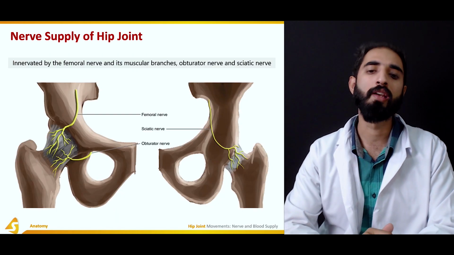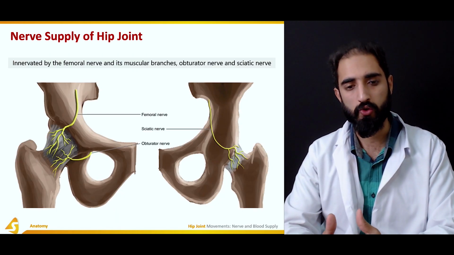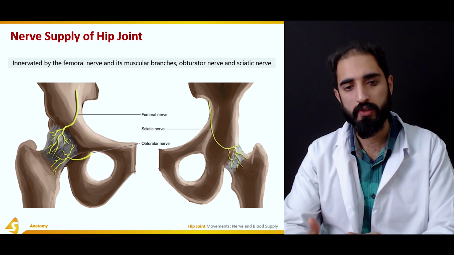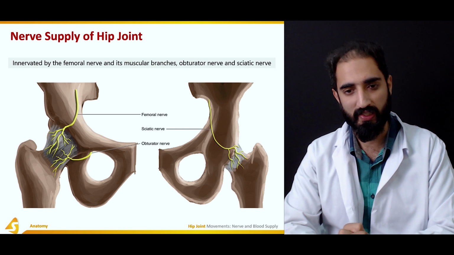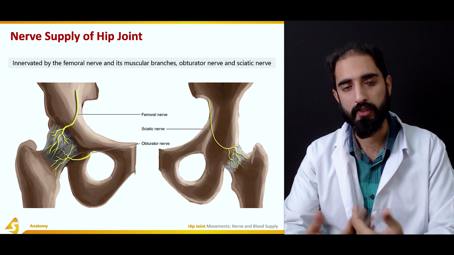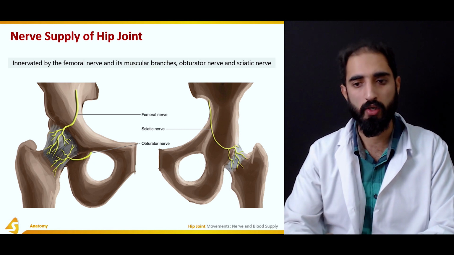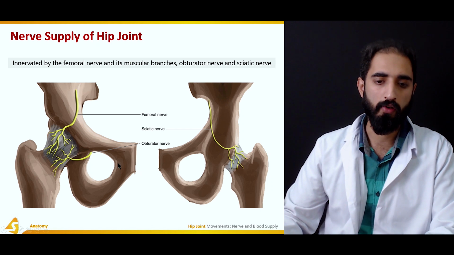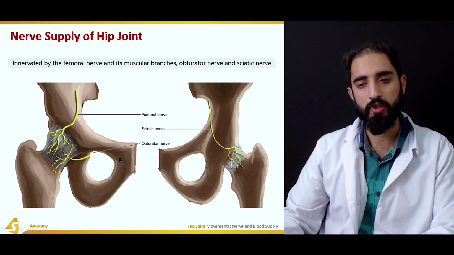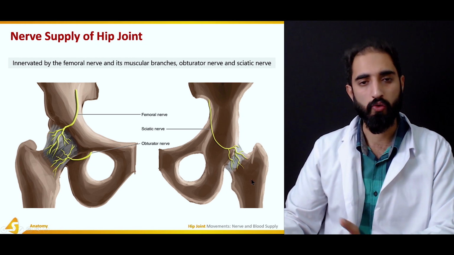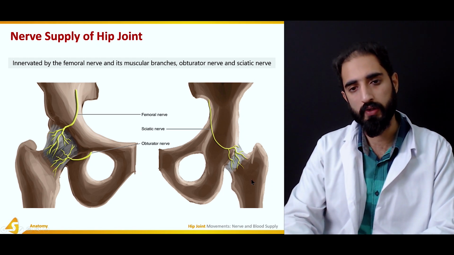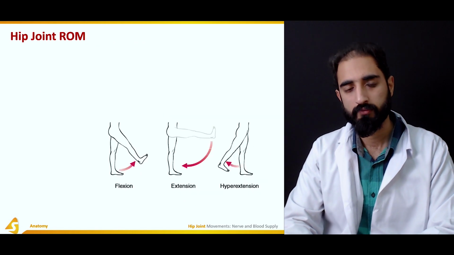Now, moving on to the nerve supply of the hip joint. It is a big joint and it is supplied by three nerves. Majorly it is supplied by the femoral nerve and its branches anteriorly, complemented by the obturator nerve in the anterior inferior aspect. It is also supplied by the sciatic nerve, which supplies the posterior aspect of the joint, and that is regarding the nerve supply of the hip joint.